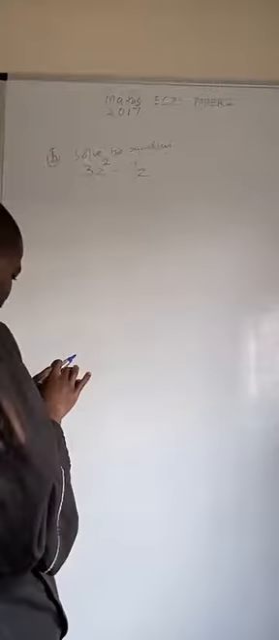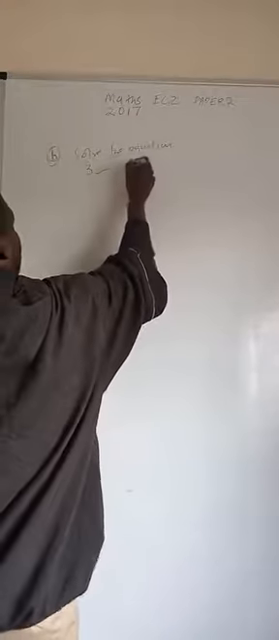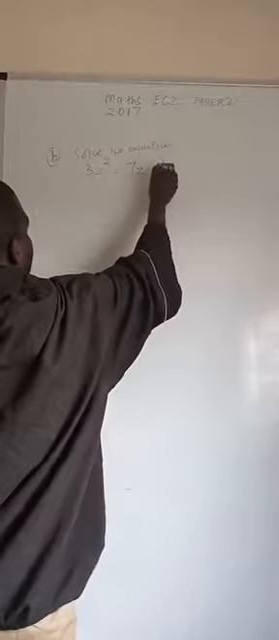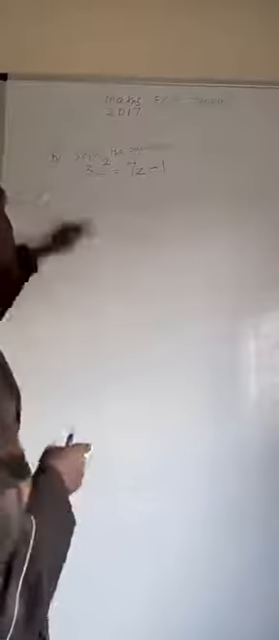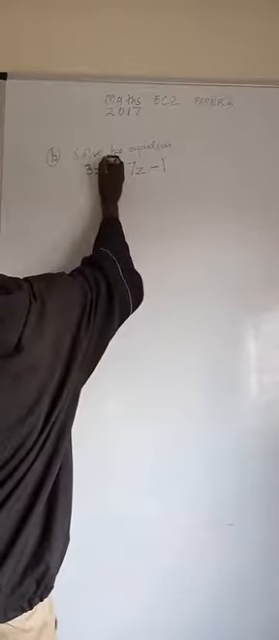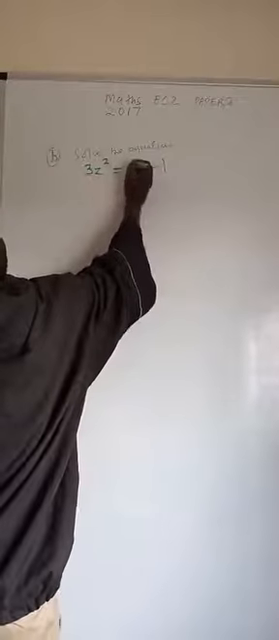2017, question 2 was written like this: 3z squared is equal to 7z minus 1. This is the way it was written, okay, let's solve now. So this was part B of question 1. It was 3z squared is equal to 7z minus 1. And then the question was, solve the equation. This is a quadratic equation.